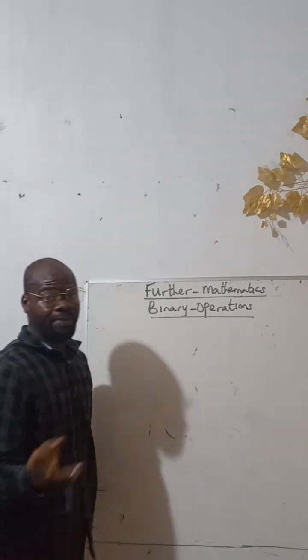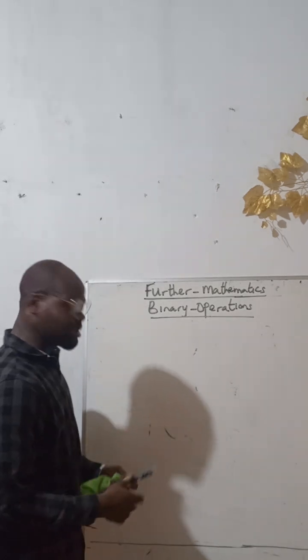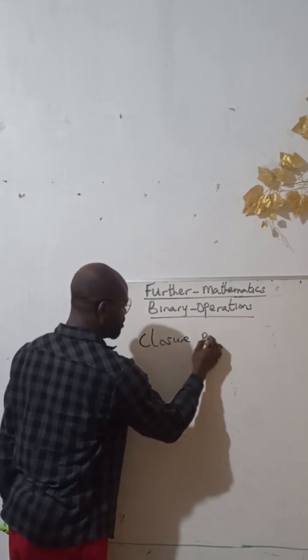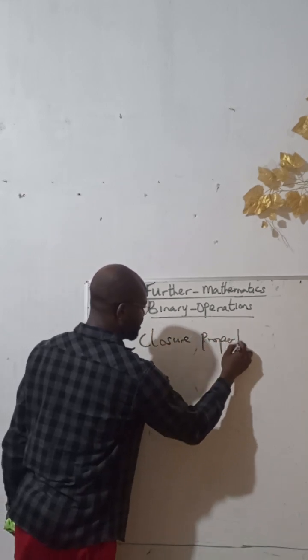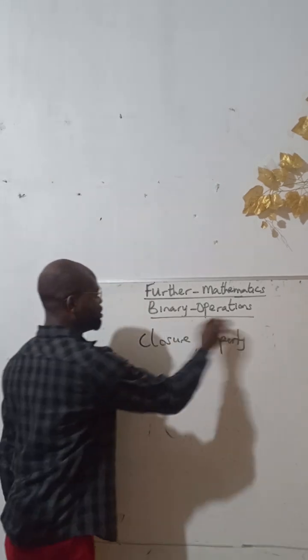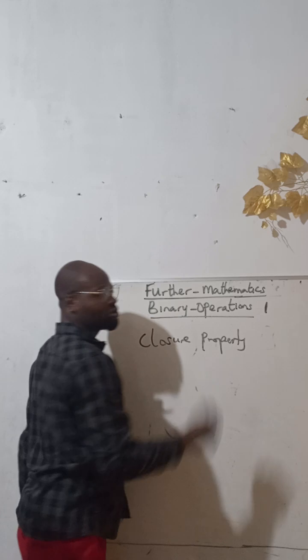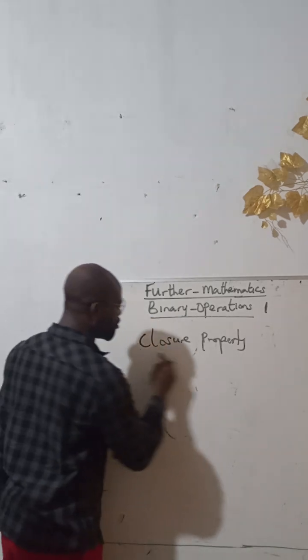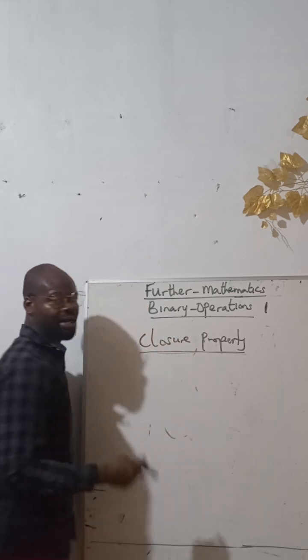Now let me explain some properties of binary operation. Let me explain closure properties. Let me call this one binary operations 1. After this class, I will do another one again. So now, what do we call closure properties in binary operation?